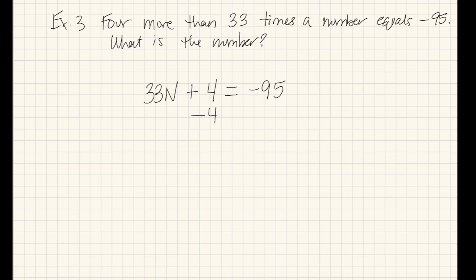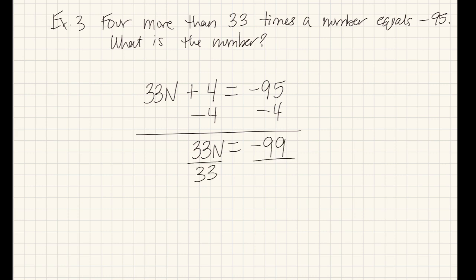We are first going to subtract 4 from both sides, because we want to eliminate that from that side or zero it out. So then we are left with 33n equals negative 95 minus 4, which is negative 99. We're going to divide by 33 because we really want that n all by itself. And then we get n equals negative 99 divided by 33, or just negative 3. If we were to plug this back into the equation, we would have 33 times negative 3, which is negative 99, plus 4 equals negative 95, and that does check out.